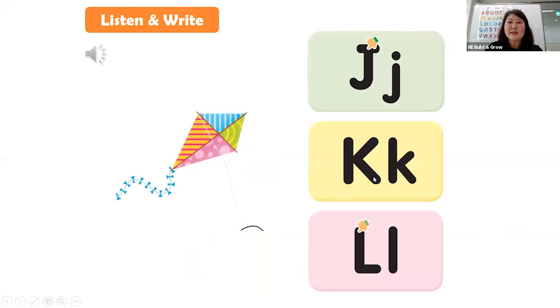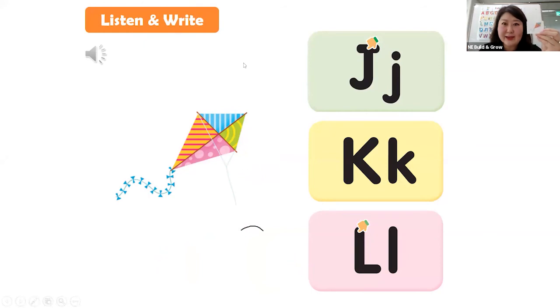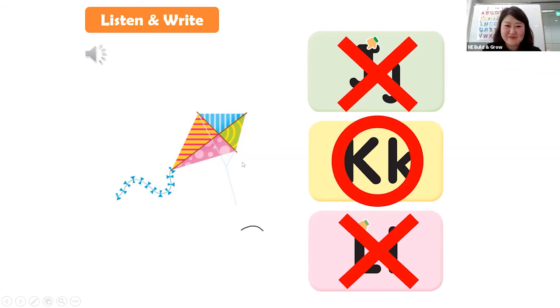In this case, you lead them to look at the words, listen, and think about the beginning sound of it. So first, let's listen carefully over here. Kite. Kite is over here, right? Number 2. The sound is K. Is that the first one? No, probably not. The second one. L? No. The second one. Good job, everyone.